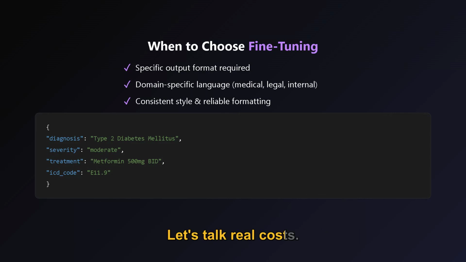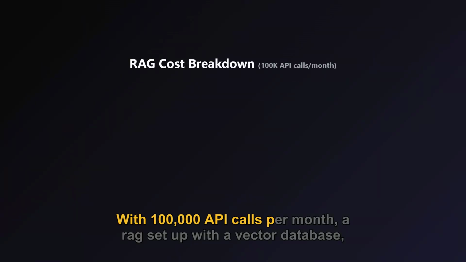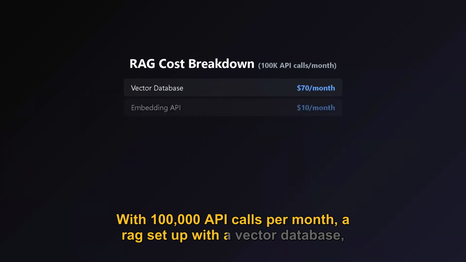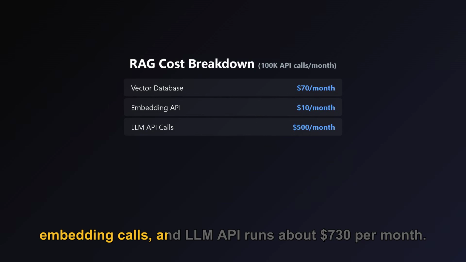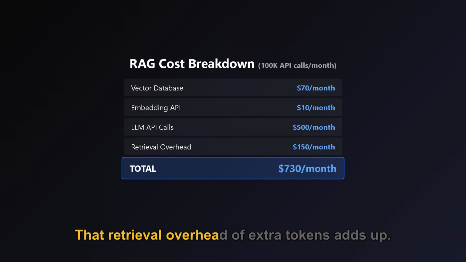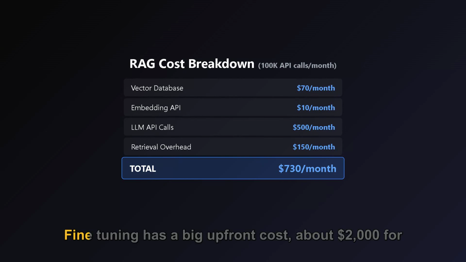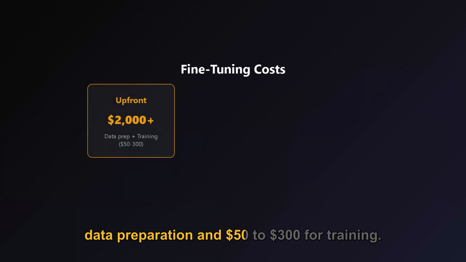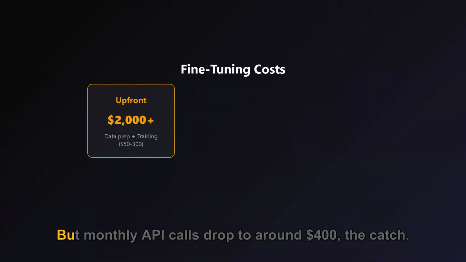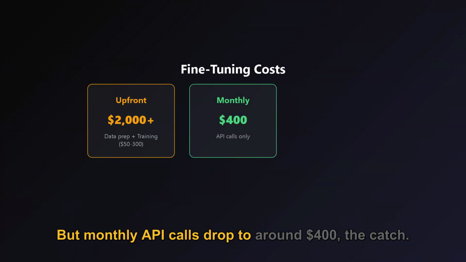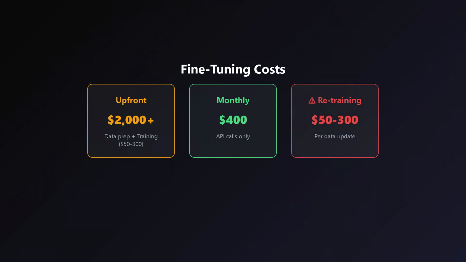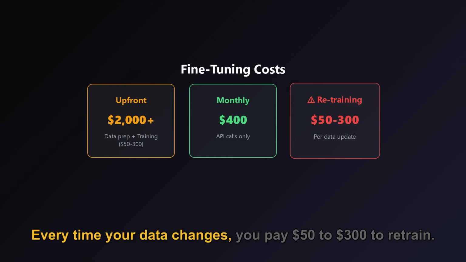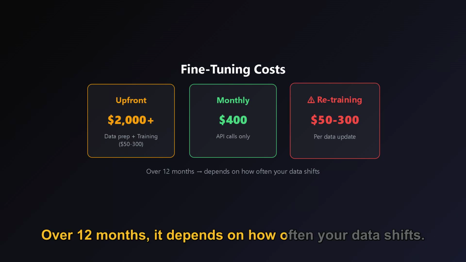Let's talk real costs. With 100,000 API calls per month, a RAG setup with a vector database, embedding calls, and LLM API runs about $730 per month. That retrieval overhead of extra tokens adds up. Fine-tuning has a big upfront cost, about $2,000 for data preparation and $50 to $300 for training. But monthly API calls drop to around $400. The catch: every time your data changes, you pay $50 to $300 to retrain. Over 12 months, it depends on how often your data shifts.